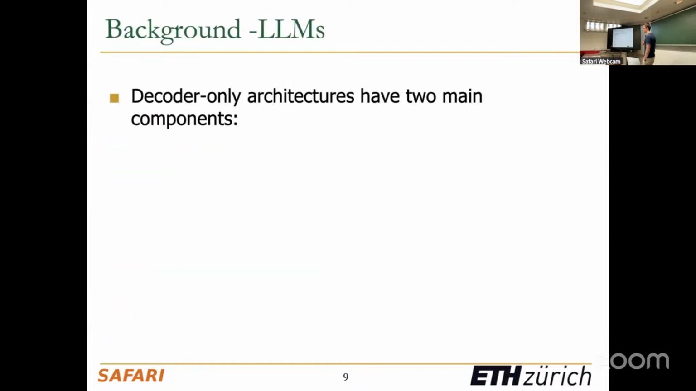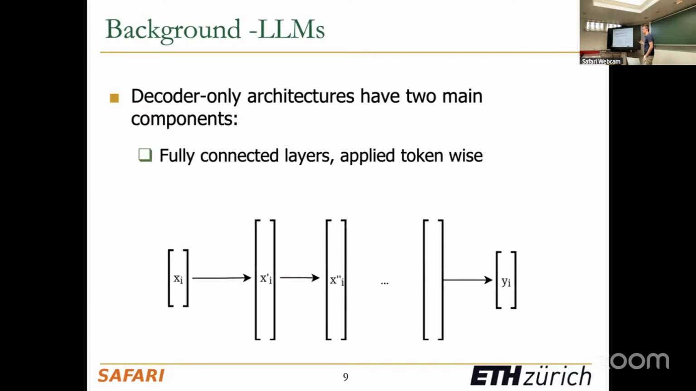All right, some background. What are the main points? So first, we will talk about LLMs. We will today only talk about decoder architecture. They have 2 main components. First are fully connected layers. They only apply token-wise, meaning each token only computes with itself, and this is where most of the parameters in the large language model are located.